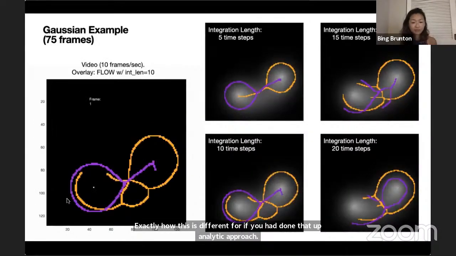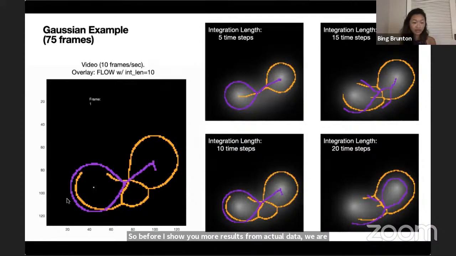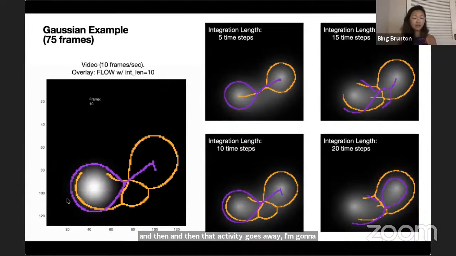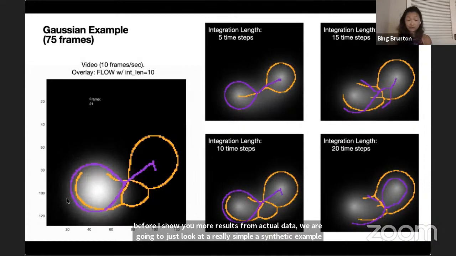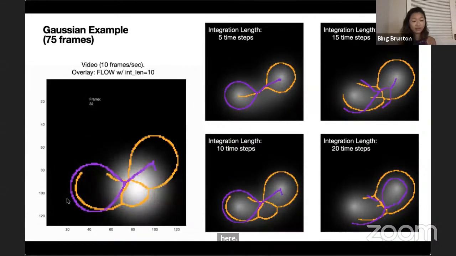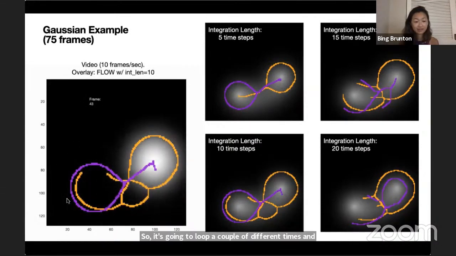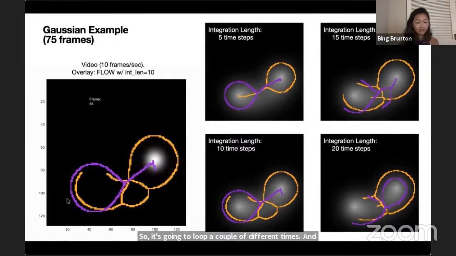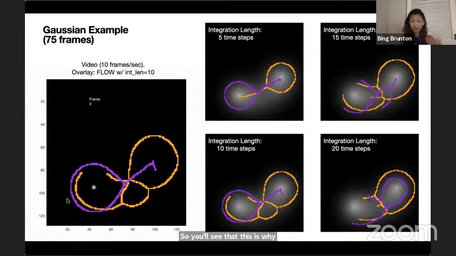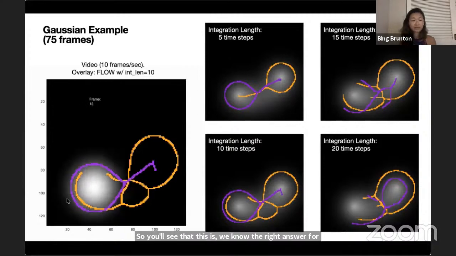Before I show you more results from actual data, we are going to look at a really simple synthetic example of a Gaussian that pops up, translates, and then that activity goes away. I'm going to play this movie here. It's going to loop a couple of times. If you look at the movie on the left-hand side, you'll see the synthetic data set that Nate made up. So we knew the right answer for this one. It's just a Gaussian that pops up, translates, and moves over.